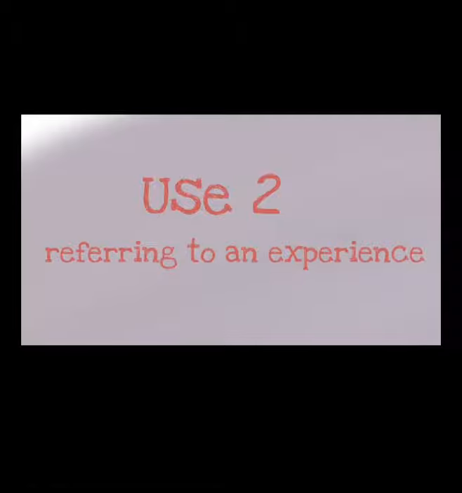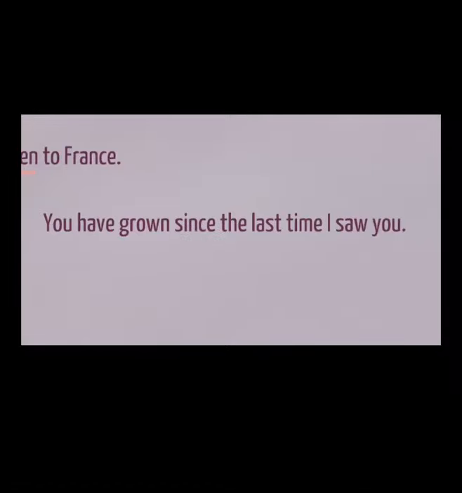Okay, the second use is referring to an experience. Okay, so here it says, I have been to France. Yo estuve o yo estoy en Francia. Yes? Entonces, we use have and we use the verb be. Okay? That's the past participle of be and it's been. Okay? As you see, we underline. I have another example. You have grown since the last time I saw you. Yes, we underline the verbs that we use in present perfect.